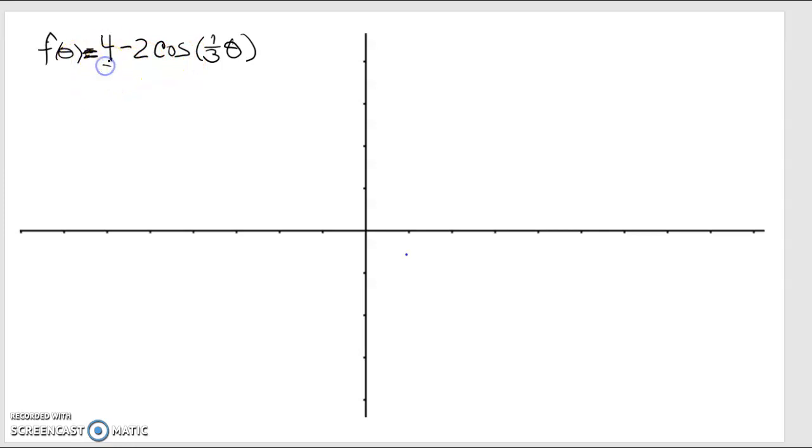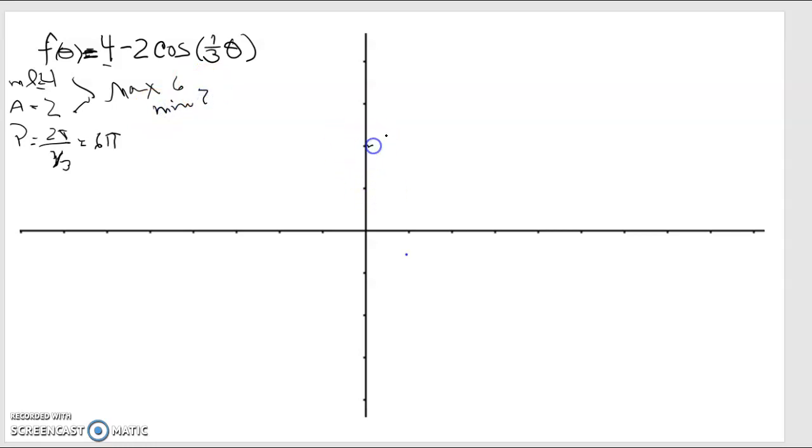Here our midline is 4. Amplitude is 2. Period is 2 pi divided by 1/3. But we know how fractions work. That means our period is 6 pi. So let's see. That means from my midline of 4, my max value is going to be 6, and my min value is going to be 2.